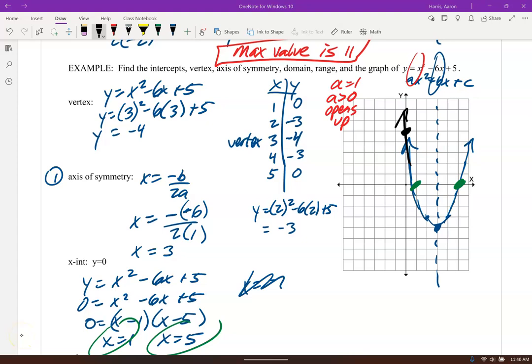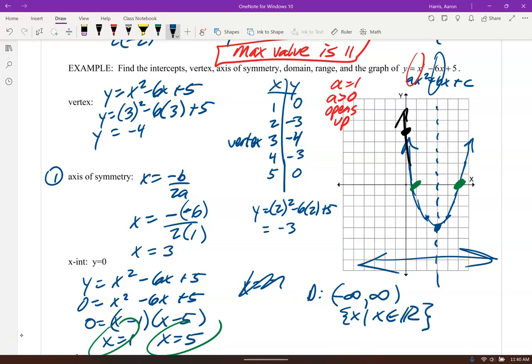Now the last part of this does ask us for the domain. The domain of a quadratic, notice it encompasses all the x values. You can plug in any x value you want, and you're going to have a y value. So in other words, negative infinity, positive infinity, or all real numbers, another way to say that.